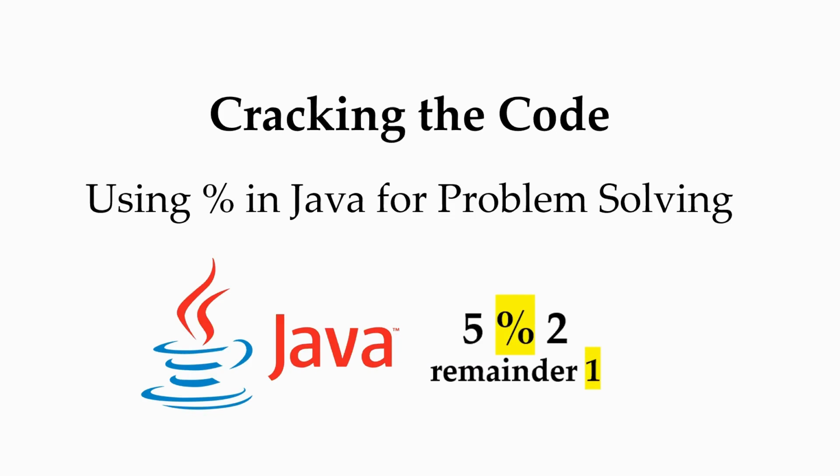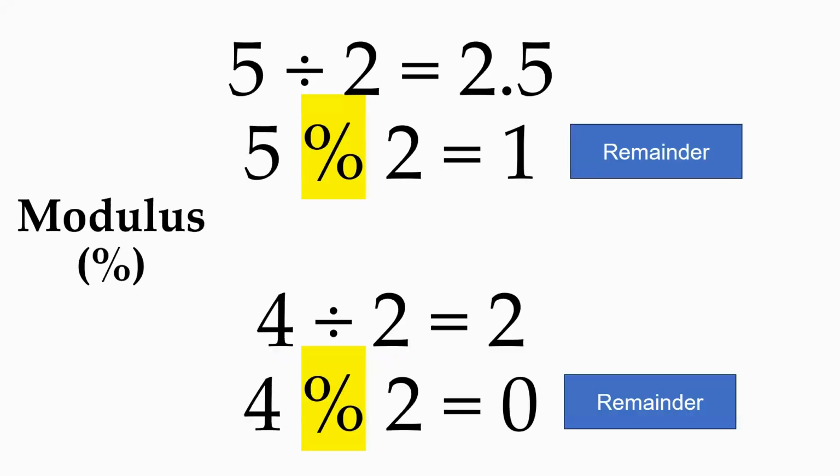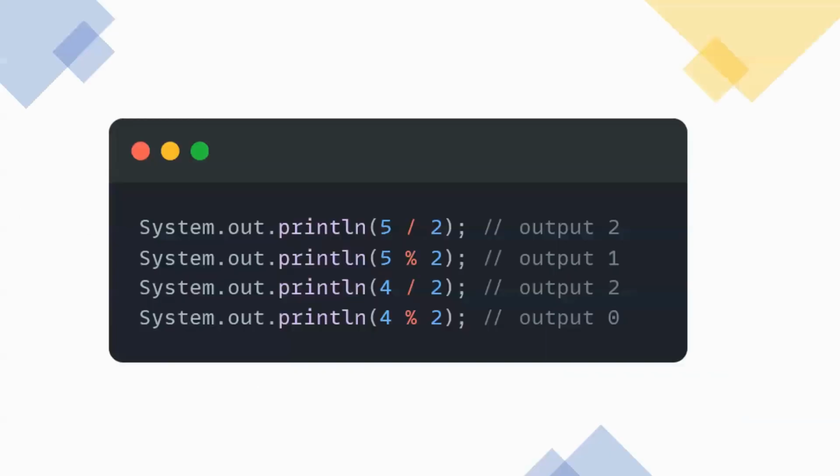In this video, we're going to learn how to use the modulus operator in Java to solve some problems. Before we get started, it's good if we can do a quick revision about modulus. We know that modulus returns a remainder for division. So for example, if 5 divided by 2 is equal to 2.5, 5 modulus 2 will be equal to 1. If 4 divided by 2 is equal to 2, 4 modulus 2 will be equal to 0. This is the basic mathematics.